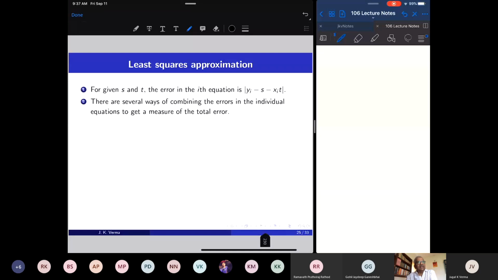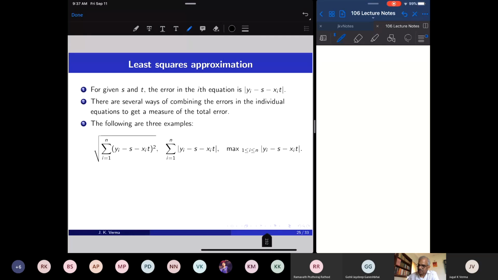Now we want to combine the errors. We need to minimize the sum of all the errors. There are many ways of computing the error. This is one way: you square the error, where yi minus s minus xi t is the error, add up all the squares of the errors and take the square root. Then we want to minimize this number.